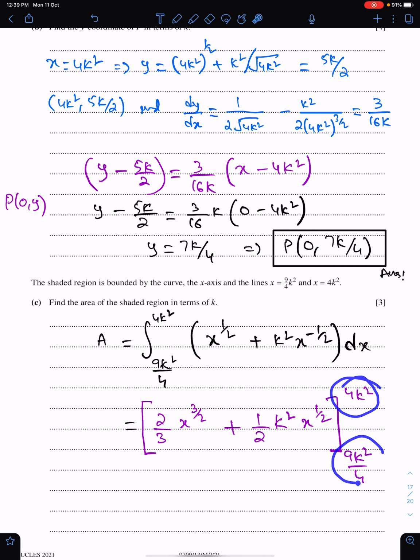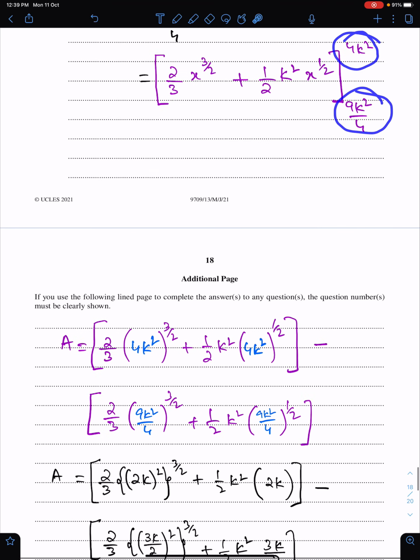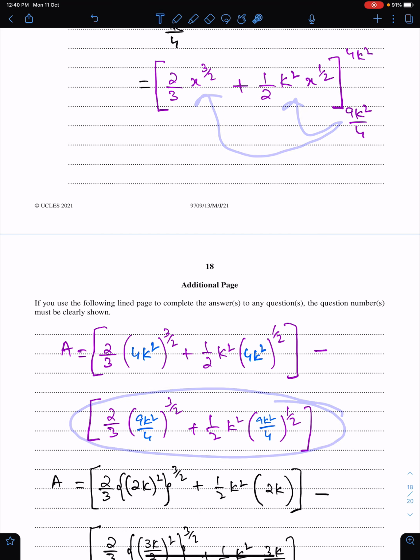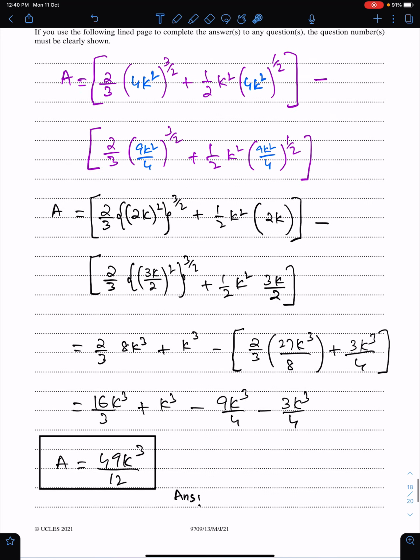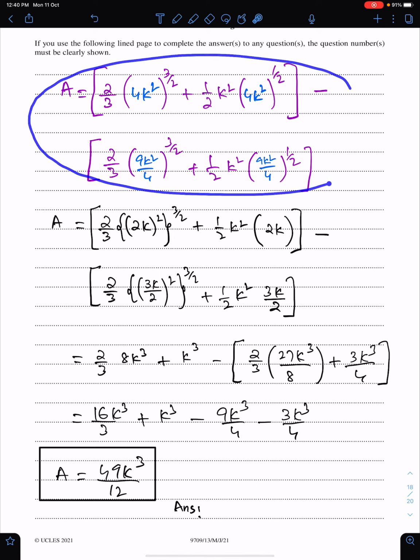Now you have to apply the limits very carefully. When you apply the upper limit, which is 4k square, you'll get this thing. Here and here, you'll get these two things. Put a minus sign and then apply the lower limit. When you apply this here and this here, you'll get this thing. Manage these calculations very carefully. So we have applied the upper and lower limits.